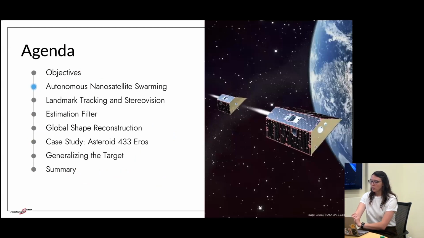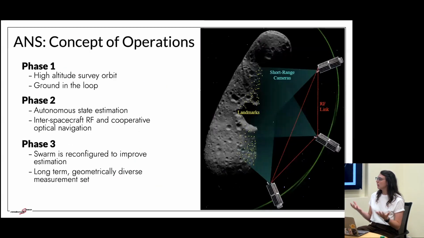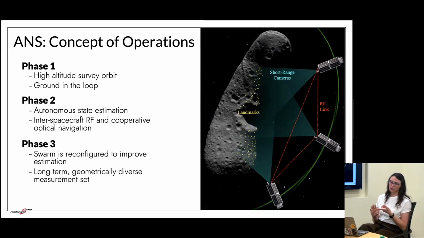Okay, so what does this mission actually look like? Well, it will generally be deconstructed into 3 different phases. The first one will be an observation phase.